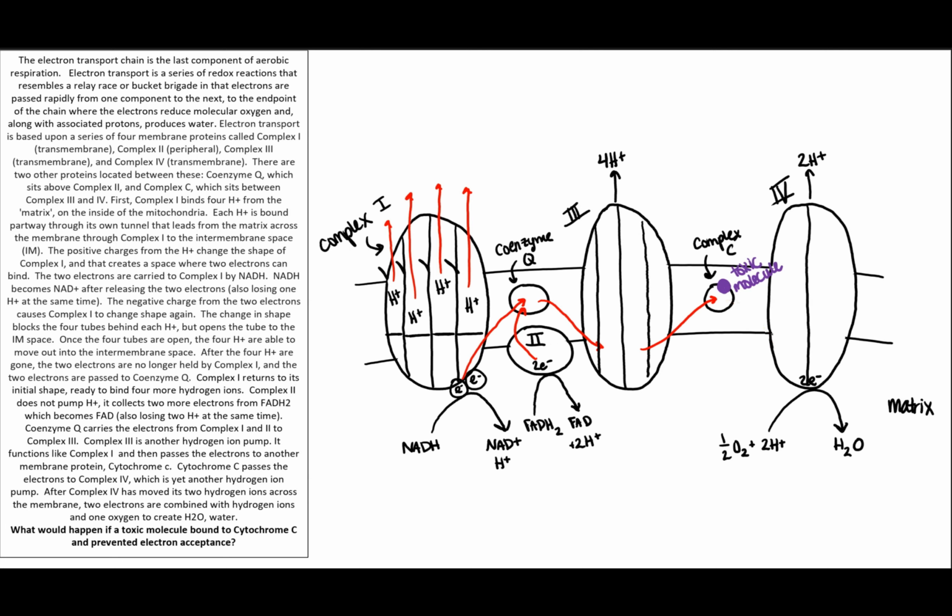We can show this by putting an X through the arrow to cytochrome C, or we can erase that arrow as well and put a large X through cytochrome C. Both of these options are fast and perfect during a time-sensitive situation. Our new drawing is complete and pretty simple.